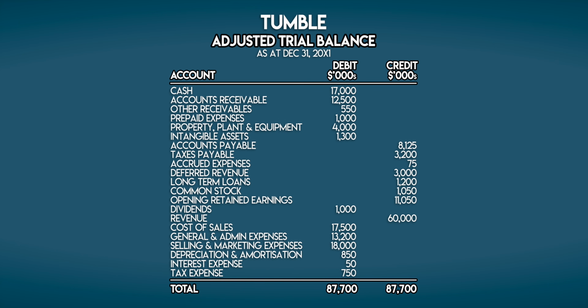We can see all of Tumble's accounts and balances. Debits are on the left and credits are on the right. At the bottom, we can see that the debits total to $87,700,000, which matches the total credits exactly. This means that Tumble's trial balance is in balance, which is very important because if the trial balance is in balance, then the balance sheet also has to balance.